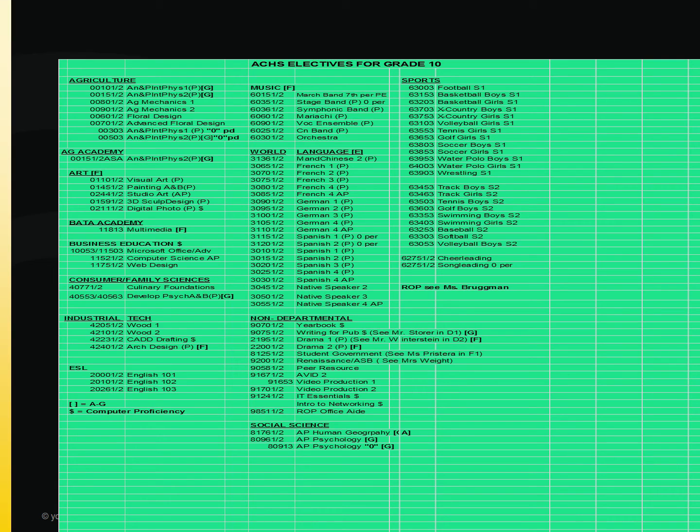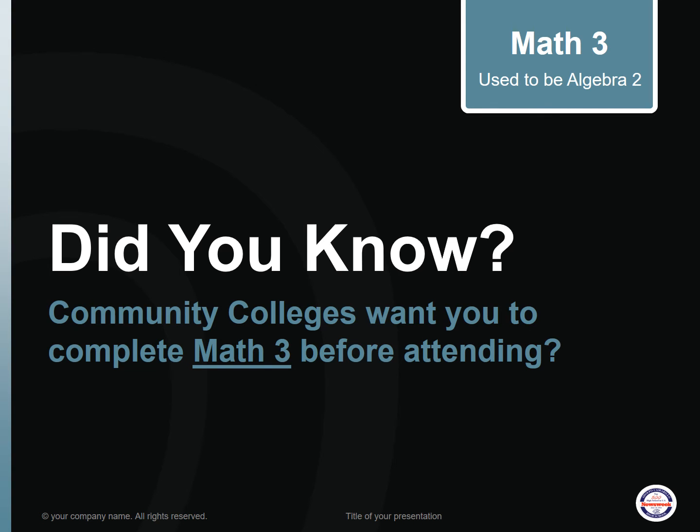And finally, we do want to remind you to please make 3 elective choices on the front. Some classes are very popular with seniors who will always get the first pick, followed by juniors, and then you as sophomores, and freshmen being last. Regardless of what math level you are in next year, we want to remind you that community colleges want you to complete Math 3 before attending.